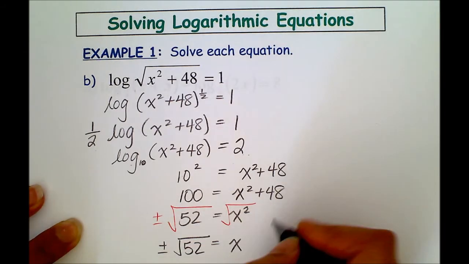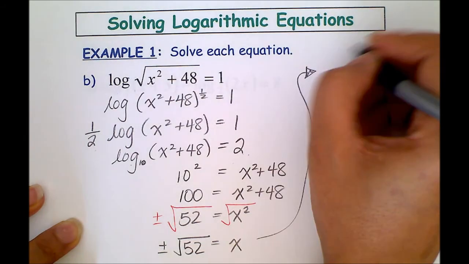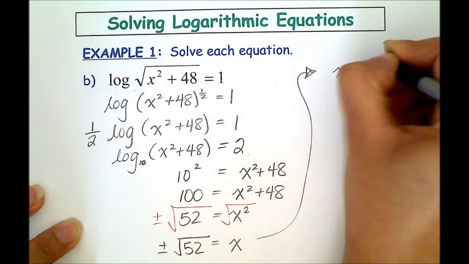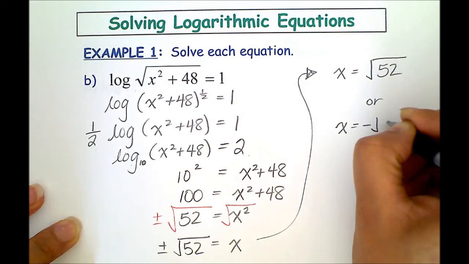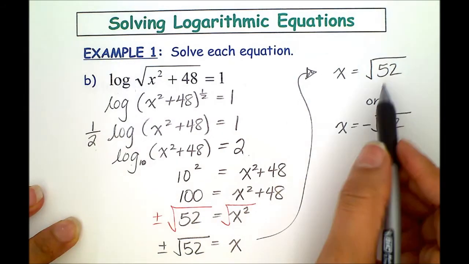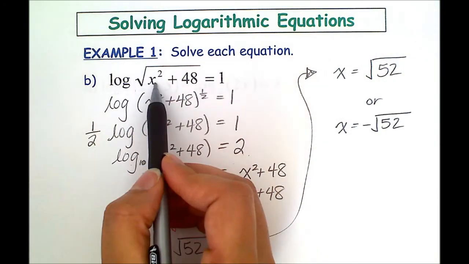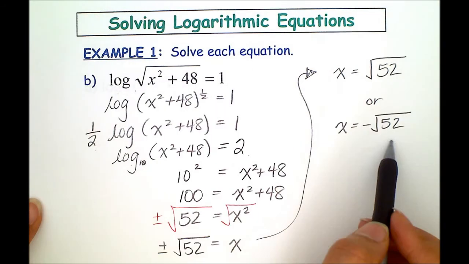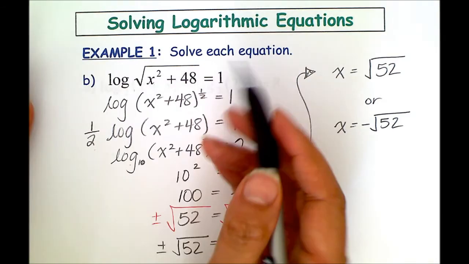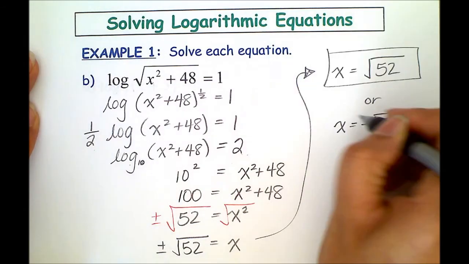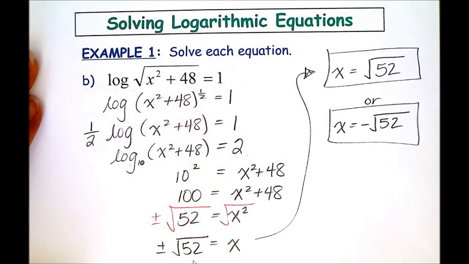Okay, and so this gives me two solutions. x equals the square root of 52 or x equals negative the square root of 52. You want to make sure that both of these answers make sense. If I plug in the square root of 52 here, once I square it, it gives me a positive answer. If I plug in negative square root of 52, again, once I square it, it'll give me a positive answer. So both of these answers are correct. Neither one of them is extraneous.